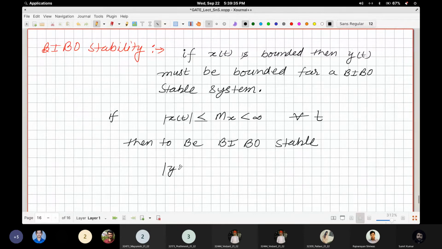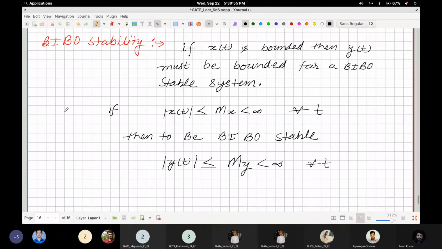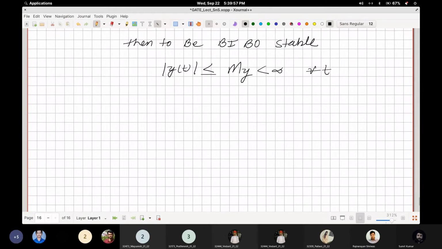mod of yt should also be less than some constant my, and it doesn't really necessarily mean that my has to be less than or equal to mx or my has to be greater than or equal to mx. It's just a constant which is less than infinity for all time t. Okay, and how are we going to test whether a system is stable or not?